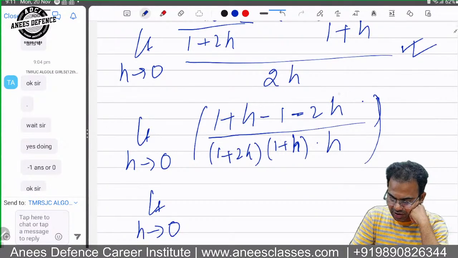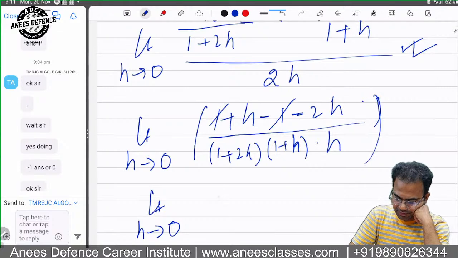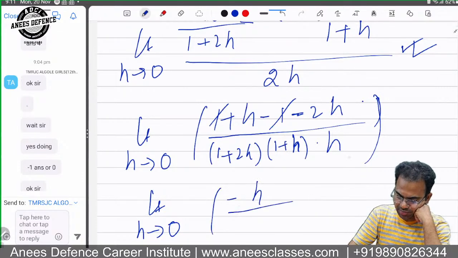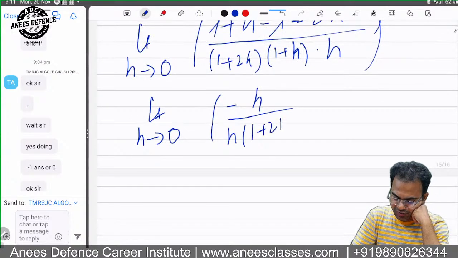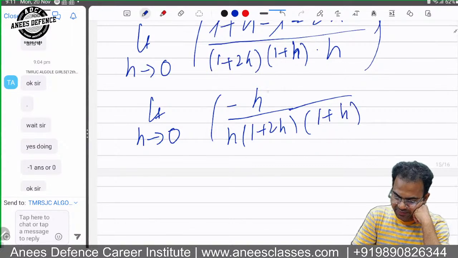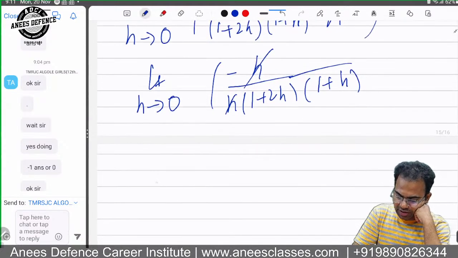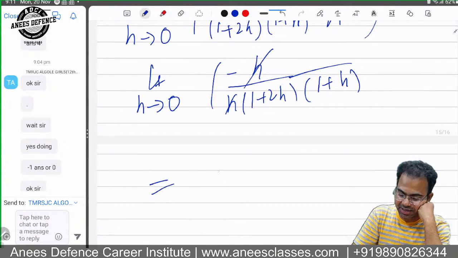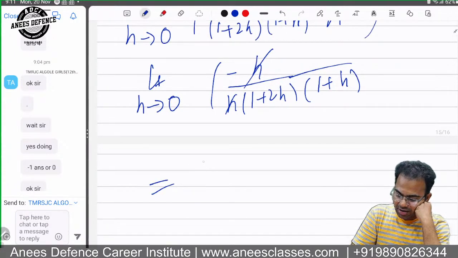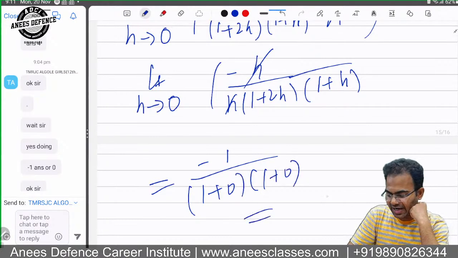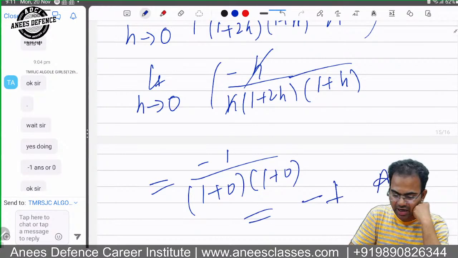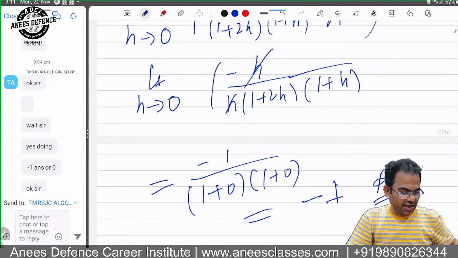The limit tends to 0. 1 will be cancelled out here. Minus h upon h into 1 plus 2h into 1 plus h. h will be cancelled out. Now the 0 by 0 form is eliminated. So I will put 0 in place of h. So 1 plus 0 into 1 plus 0, we will get -1 as the answer, okay? Is it correct?